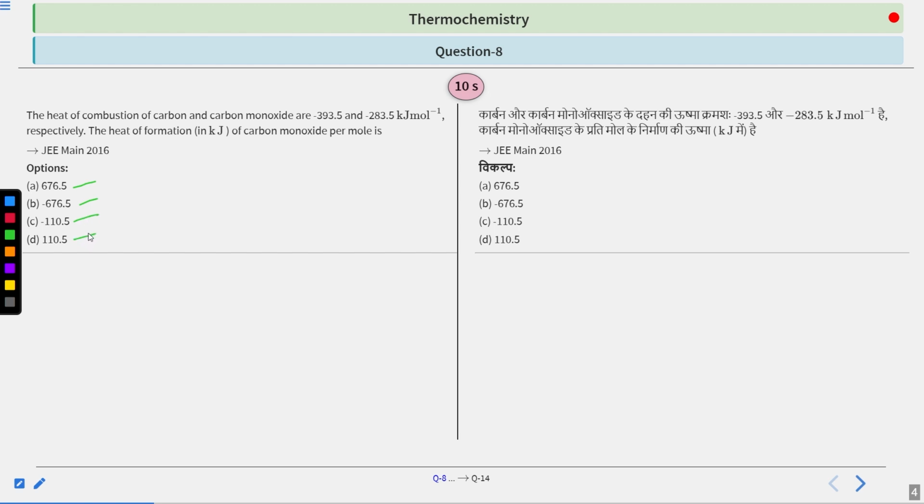So what is the hint for this question? First of all, you should focus on the unit that you have to find your answer in, the kilojoule. And second thing, you should know the definition for heat of formation. We have to find the heat of formation for carbon monoxide. So just try to write the equation for the heat of formation and try to get it from the combustion equations, whose enthalpy values are already given. So you have 10 seconds to solve this question. Your time starts now.